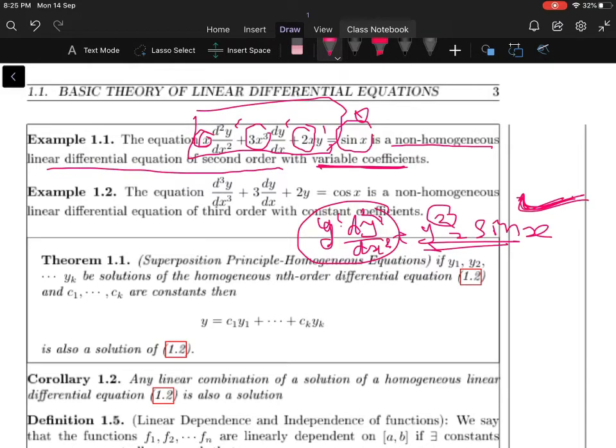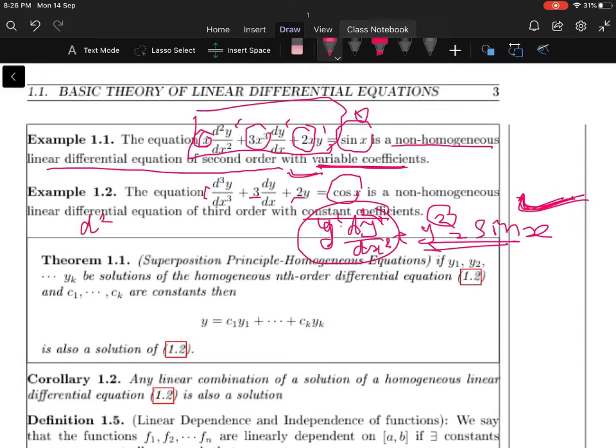The equation d cube y by dx cube plus 3 into dy by dx plus 2y is equal to cos x. Again, cos x is a non-homogeneous term, so it is a non-homogeneous equation. Moreover, it is a linear equation of third order with constant coefficients, because here 1, here 3, here 2. So this equation is called a linear differential equation with constant coefficients. It is a non-homogeneous equation.